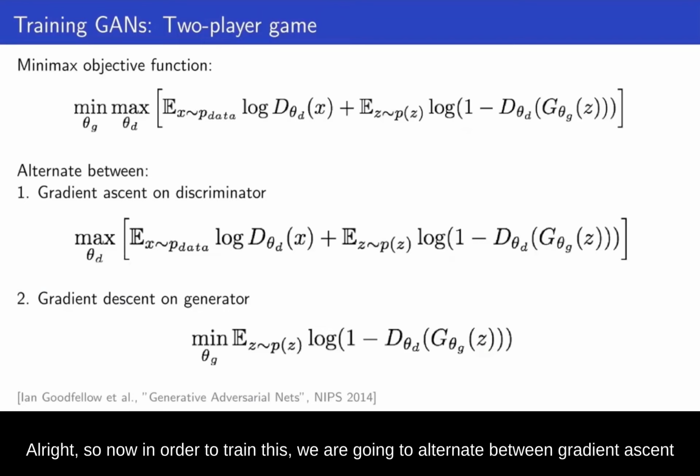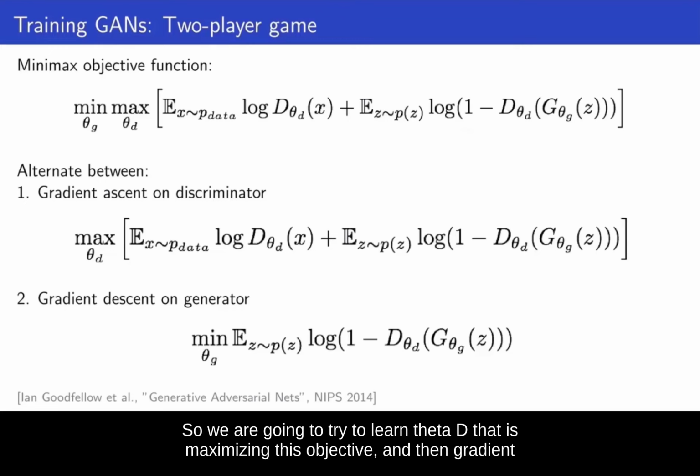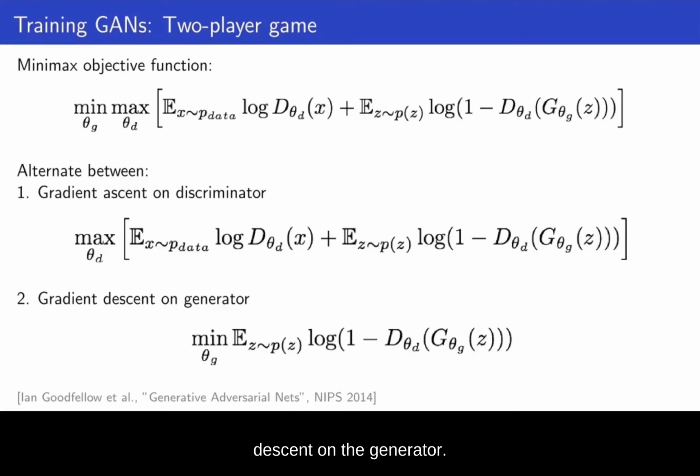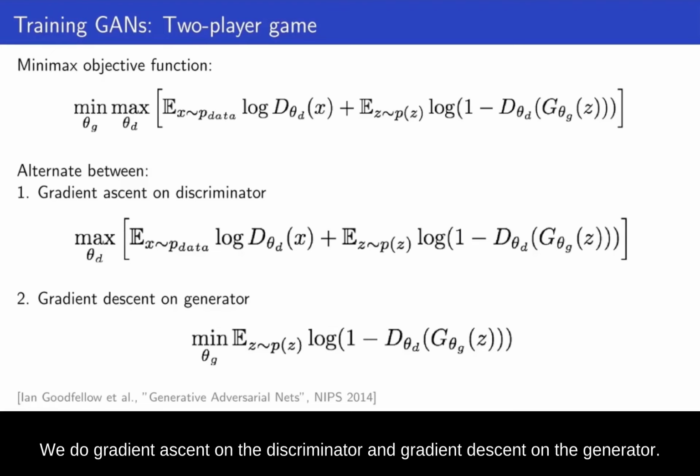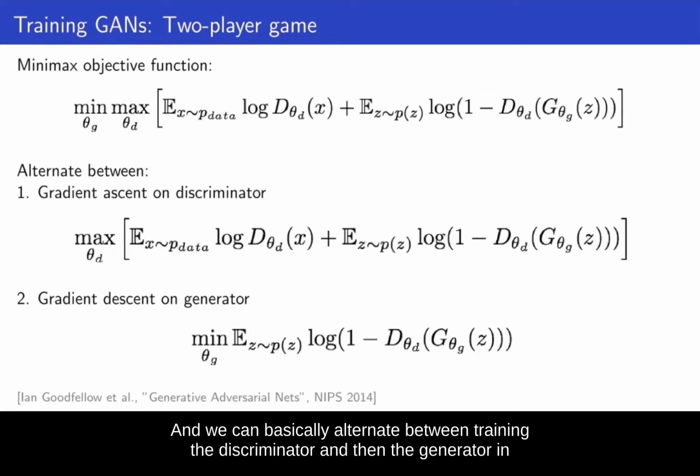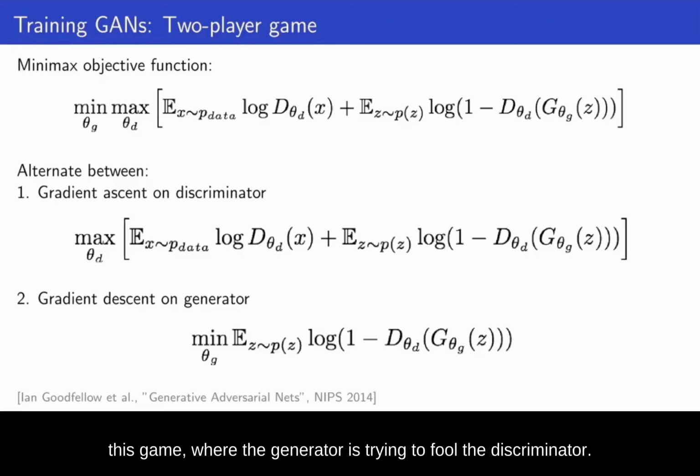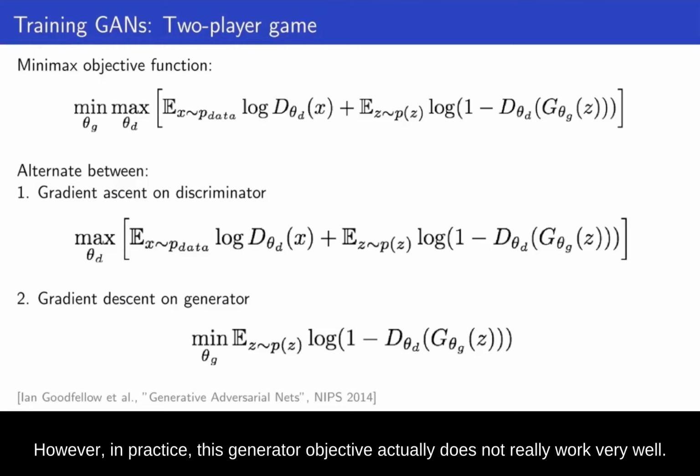Alright, so now in order to train this, we are going to alternate between gradient ascent on the discriminator, so we are going to try to learn theta d that is maximizing this objective, and then gradient descent on the generator. So this is how we train the GANs. We can alternate between training the discriminator and then the generator in this game, where the generator is trying to fool the discriminator. However, in practice, this generator objective actually does not really work very well.